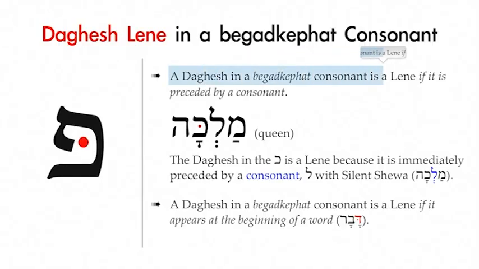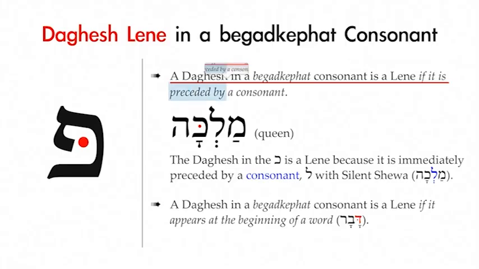A Dagesh in a Begad Kafat consonant is a lene if it is preceded by a consonant. So if it's preceded by a vowel, it's a forte. If it's preceded by a consonant, it's a lene. So look at our example here, Malka, queen. You will see that there's a Dagesh in the kaf following the lamed. How do you tell if that's a Dagesh lene, hardening the sound, or a Dagesh forte, doubling the hard sound?